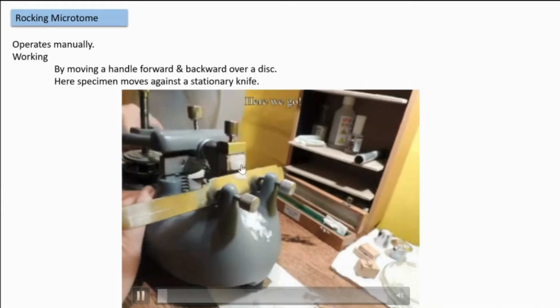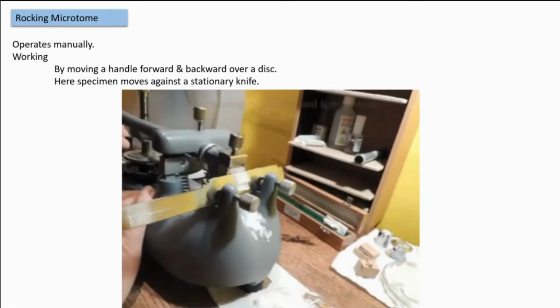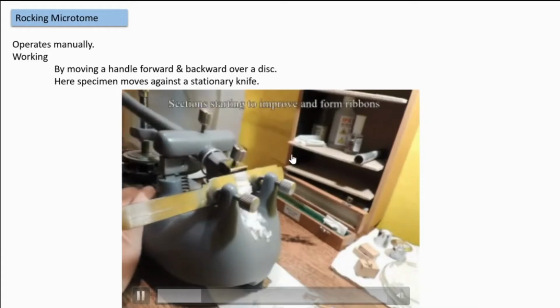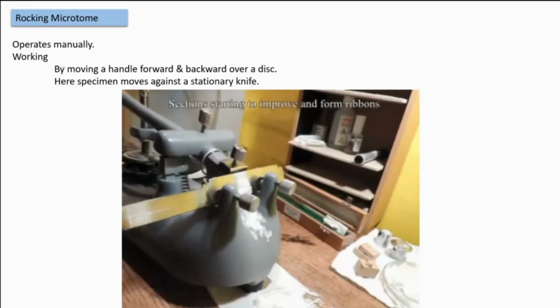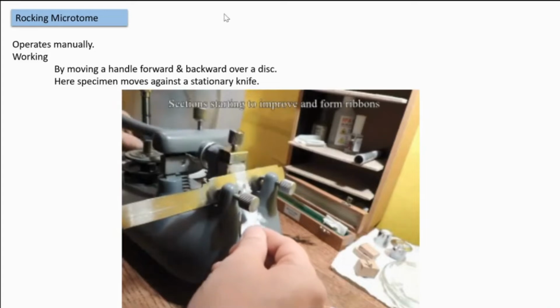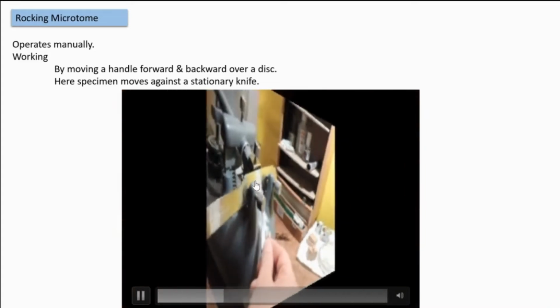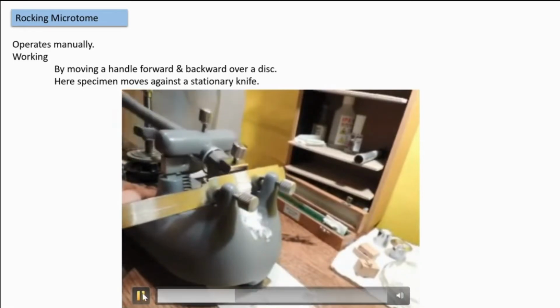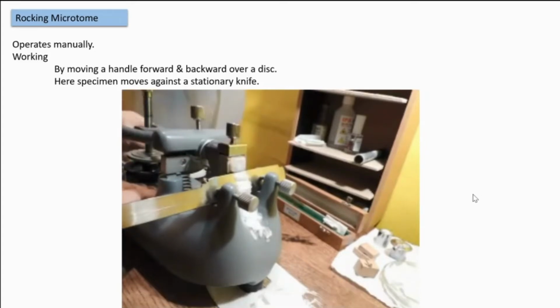Here the specimen is moving. This is an embedded specimen. We already learned that the specimen is embedded in paraffin wax. In this way sectioning is going on. We can get a thin film, thinly cut specimen. That's 6 microns. This is the working of the rocking microtome.